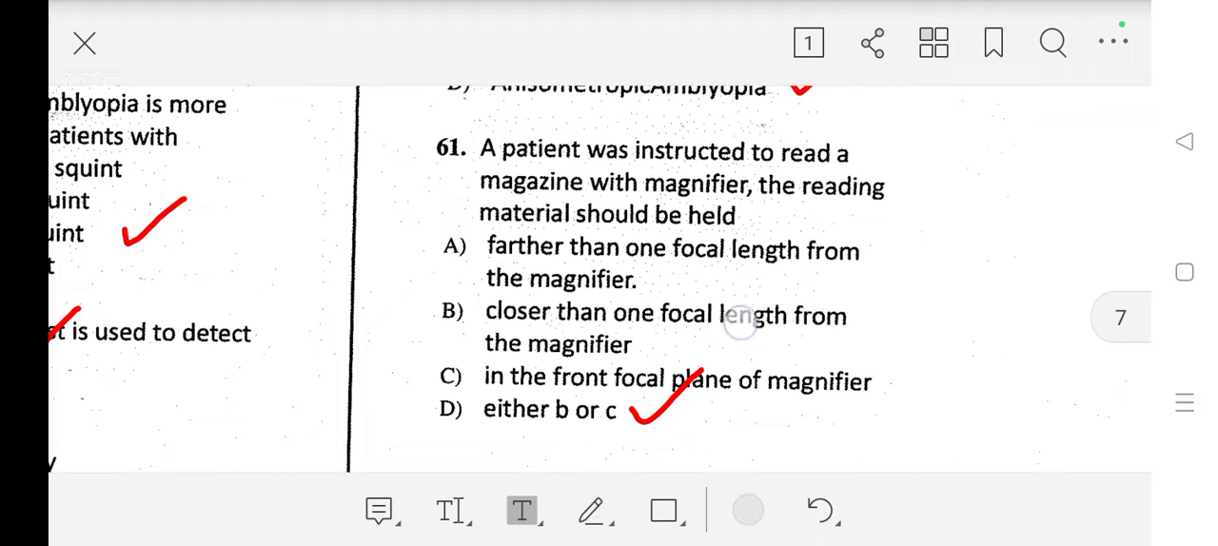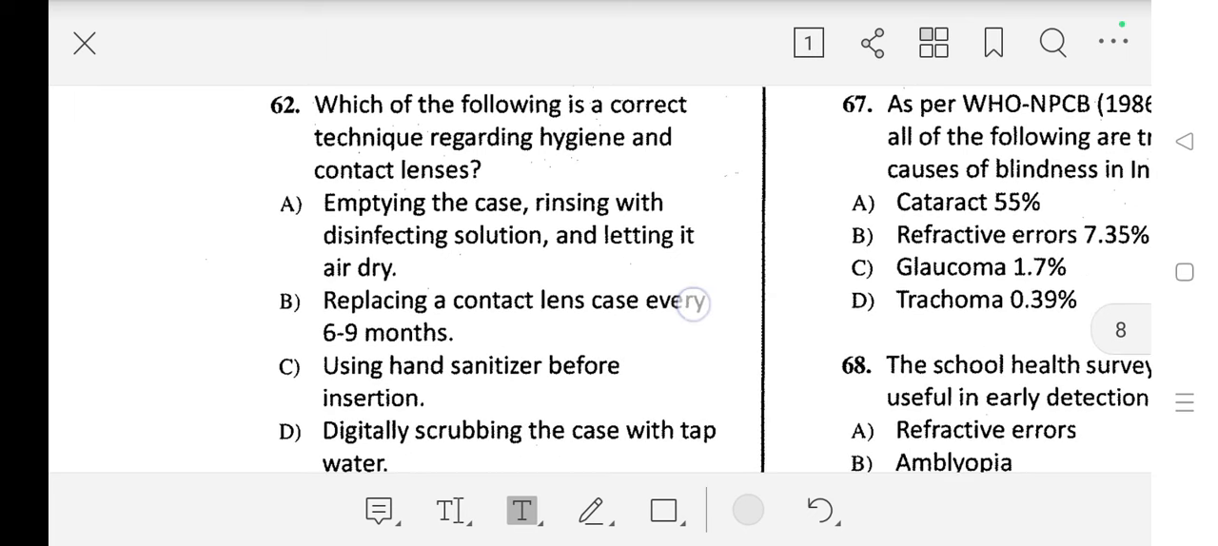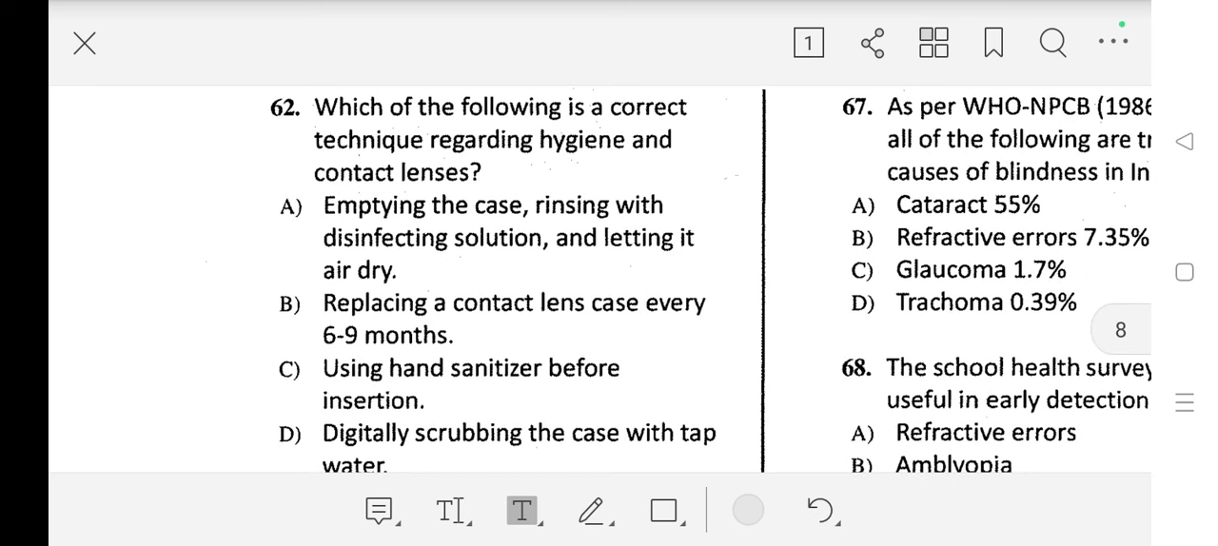Our next question is question number 62. Which of the following is correct technique regarding hygiene and care of contact lens? Its right answer is A part, emptying the case, rinsing with disinfecting solution and letting it air dry.